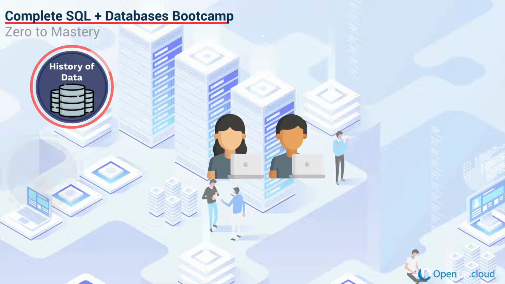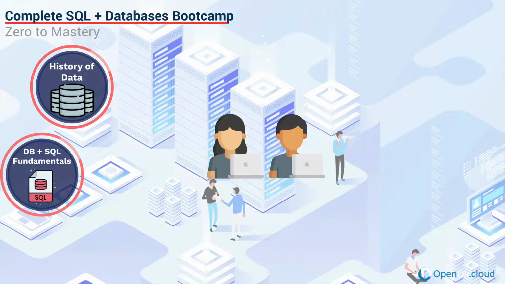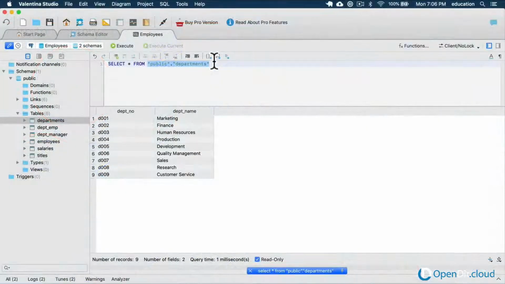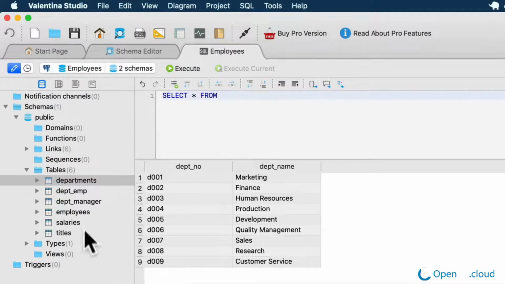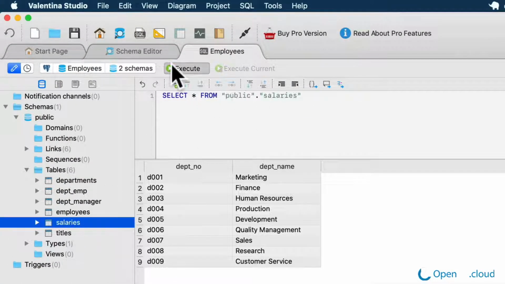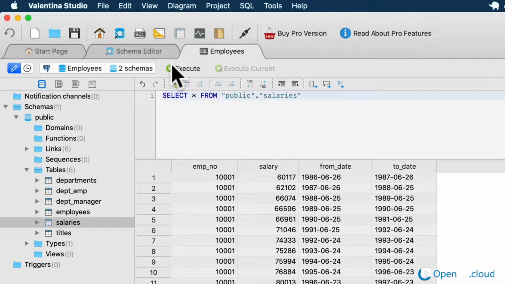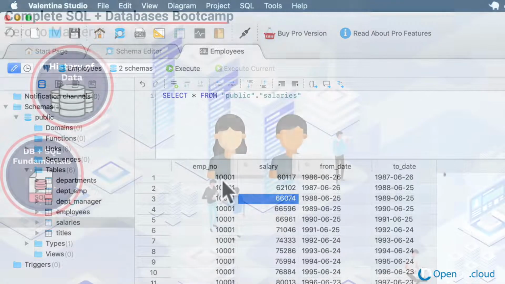Then we go straight into SQL fundamentals. What is SQL? How to do a query? What are tables? Learning about primary key, foreign keys. Learning about OLTP versus OLAP databases. These are the basics that we need to know to truly understand SQL.